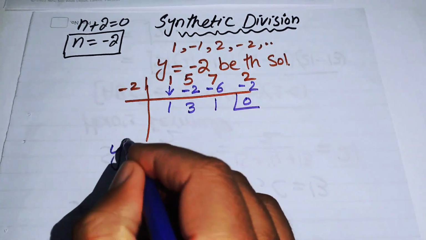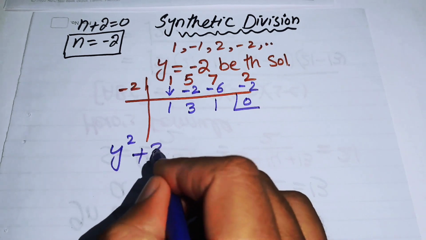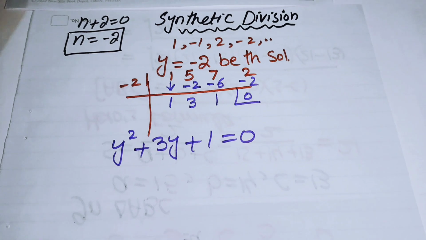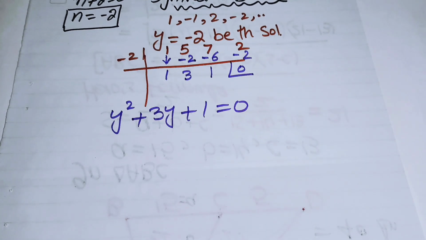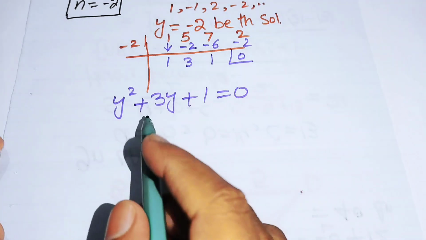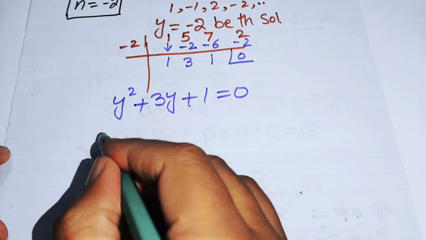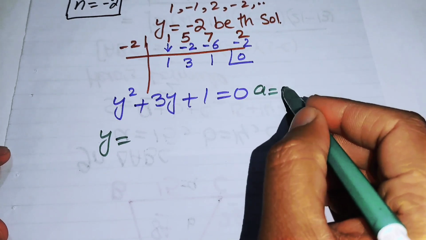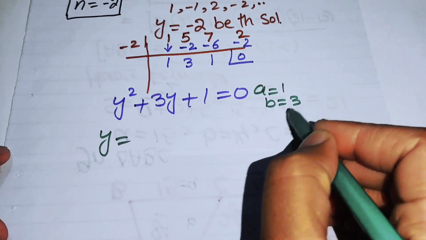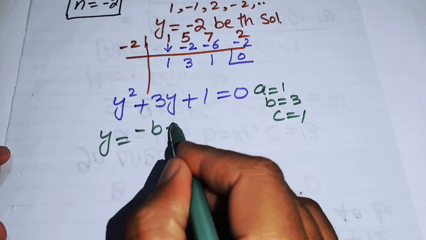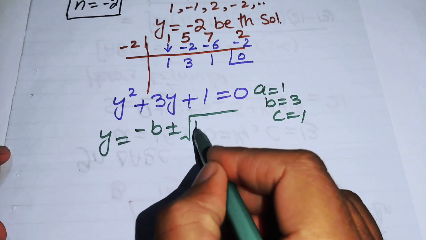So the depressed equation is y squared plus 3y plus 1 equals to 0. So this is our depressed equation, which is in quadratic form. So here we use the quadratic formula in order to find the values of y and after that the values of n. So the quadratic formula will be in this form. First I can write the coefficients of this term. We have a equals to 1, b equals to 3 and c equals to 1. So I can put these values in the quadratic formula.